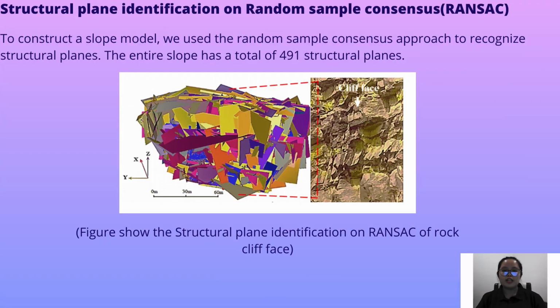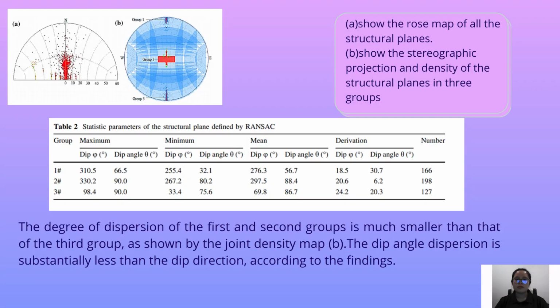Structural plane identification by random sample consensus. To construct a slope model, we use the random sample consensus approach to recognize the structural planes. The entire slope has a total of 491 structural planes. Figures show the structural plane identification of the rock cliff face. Figure A shows the roadmap of all the structural planes. Figure B shows the stereographic projection and density of the structural planes in three groups.